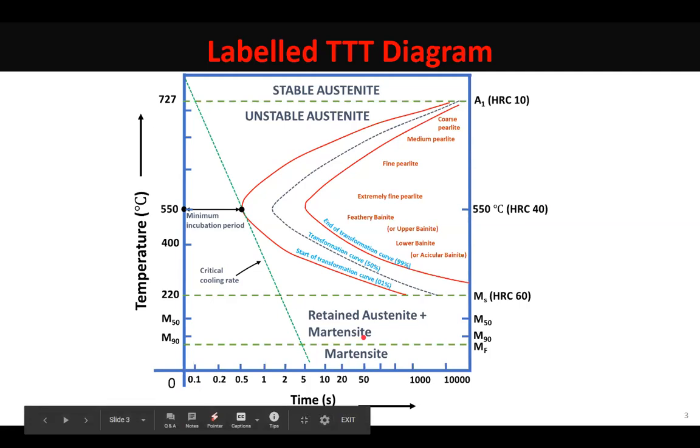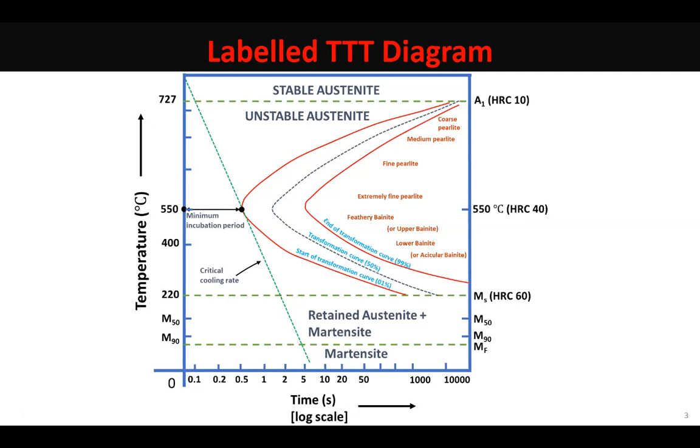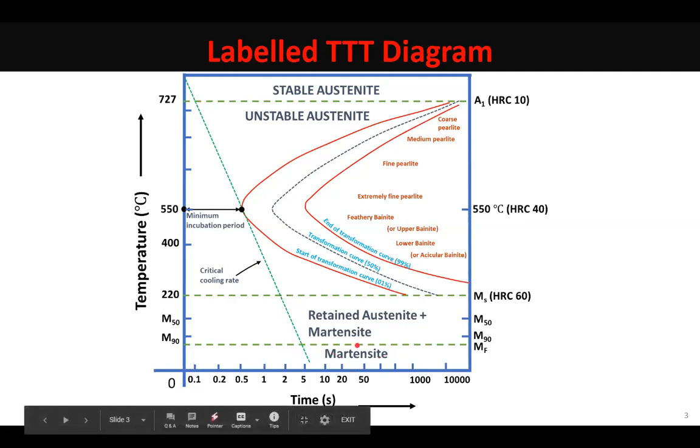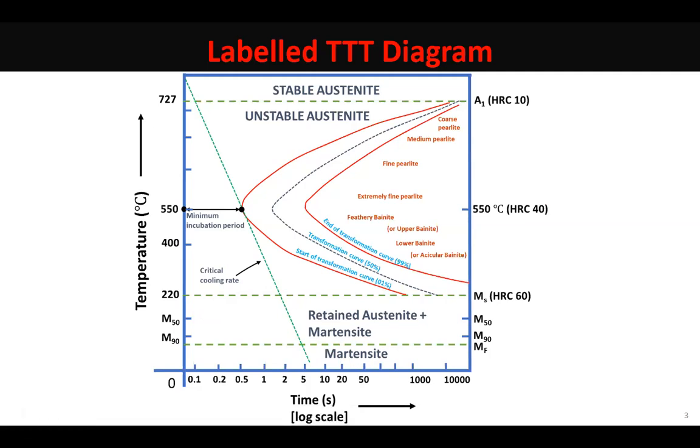A very distorted crystal structure, which is called BCT, body centered tetragonal, and exceptionally high hardness because of this distorted crystal structure. The phase is called martensite. So you have to say that between MS to MF, very low temperature, 220 to room temperature or even sub-zero, austenite transforms to martensite.